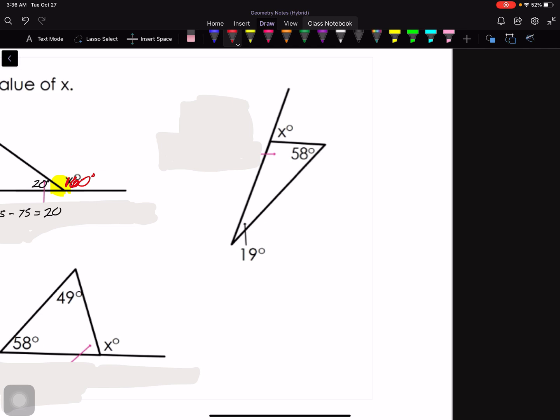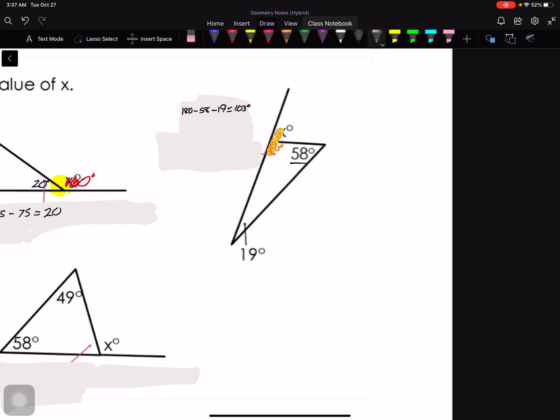Over here, kind of the same thing. So we have 180 degrees in the triangle minus the 58 right here and minus the 19 right there. And that gives us a total of 103 degrees left over. So we're going to say that right here, this angle is 103. Add them all up, you should get 180 degrees inside the triangle.